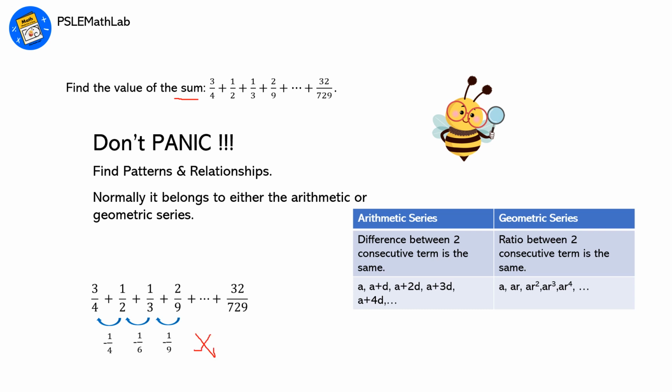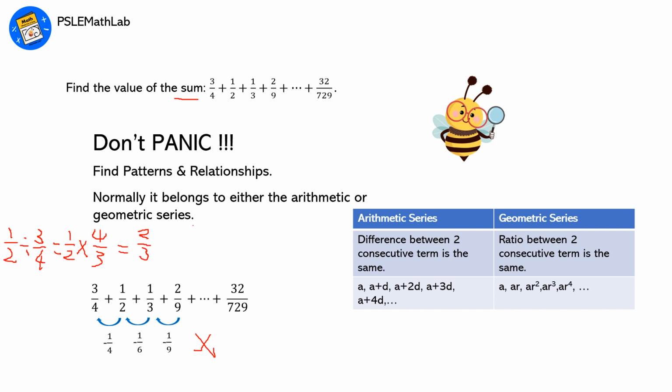Then now let's look at whether it's a geometric series or not. So we need to find the ratio. So we use the second term divided by the first term. 1/2 divided by 3/4 equals 1/2 times the reciprocal of 3/4, which is 4/3. So here we have 2/3. So the ratio between the first and second term is 2/3.